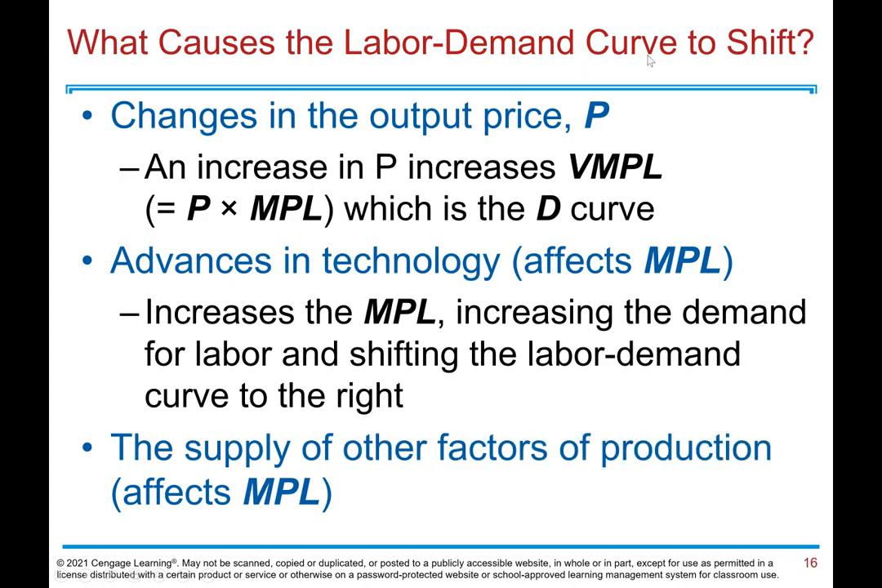What causes the labor demand curve to shift? Changes in the output price, P. An increase in P increases VMPL. That is P times MPL, which is the demand curve. Advances in technology affect MPL. Increases in MPL increase the demand for labor, shifting the labor demand curve to the right. The supply of other factors of production affects MPL.